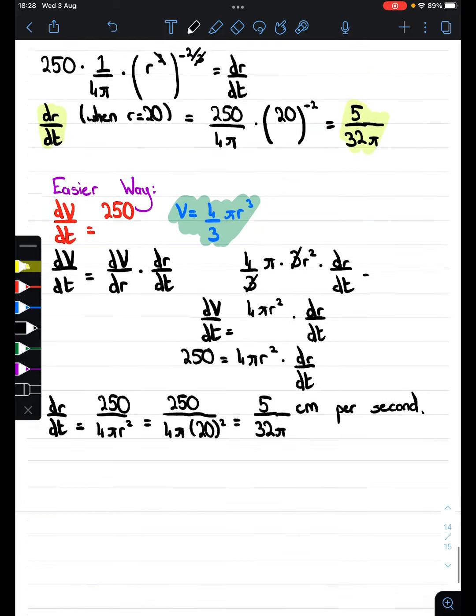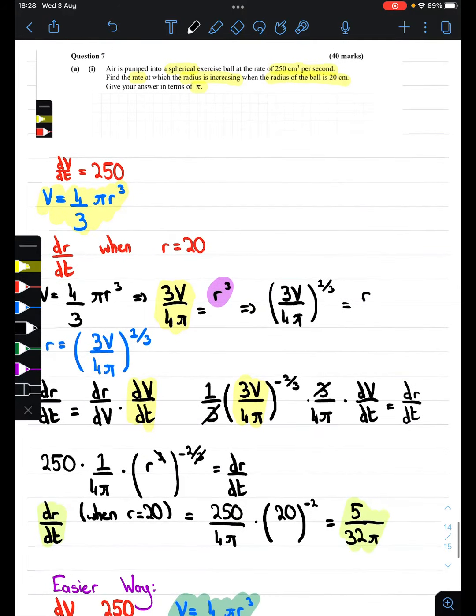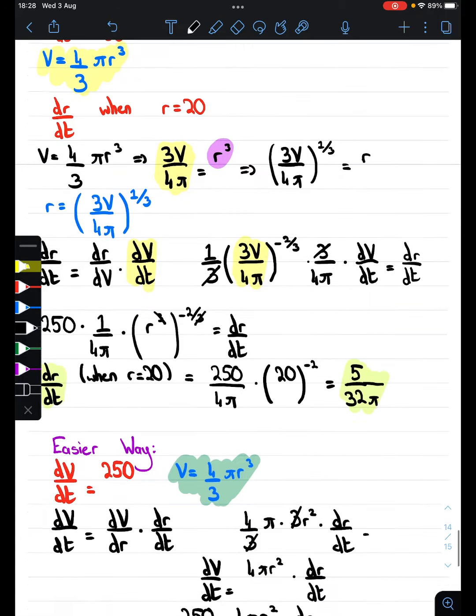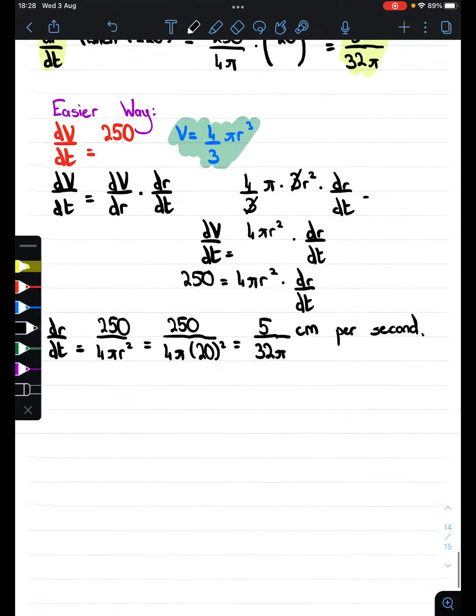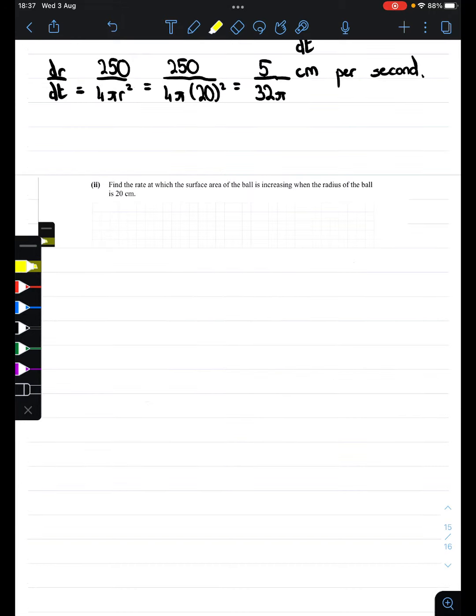So these are kind of the two ways going about it. The first way is a little bit more direct, and it's kind of a little bit more formulaic, where you're looking for dr dt, so we want to find r in terms of other things. And the other way is a little bit more indirect, but I think it's a little bit easier. Now on to part 2.